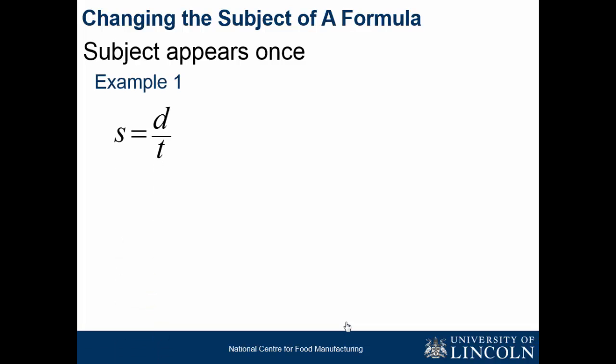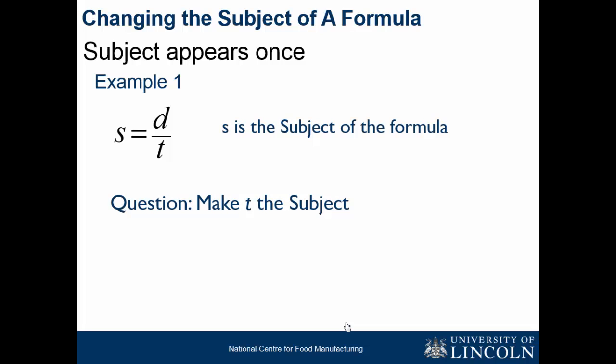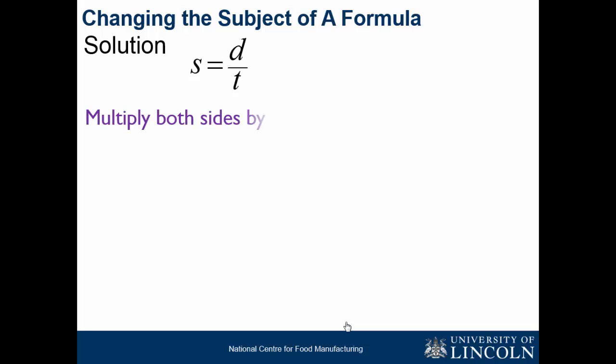Now, this is x equals d over t. Here, our x is the subject of the formula. Now, we want to make t the subject of the formula. Because we want to make t the subject, and t here is in the denominator position, we want to make sure that it's in the numerator position. We want to rearrange it in a way that t will be standing alone.